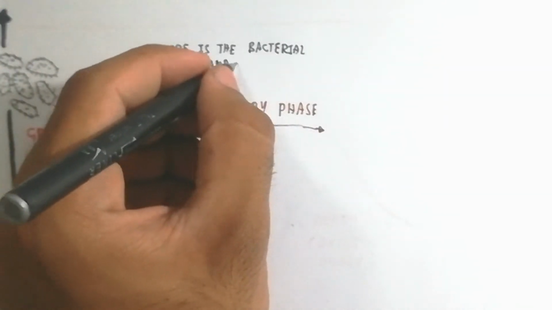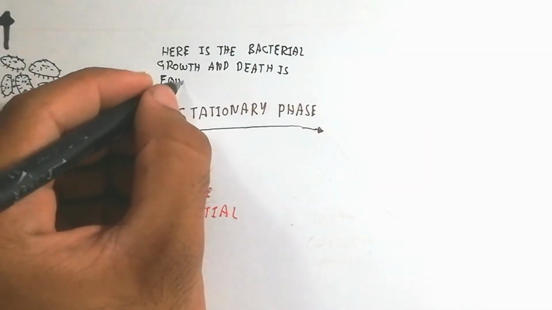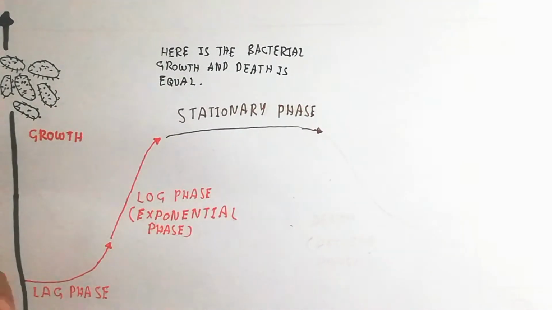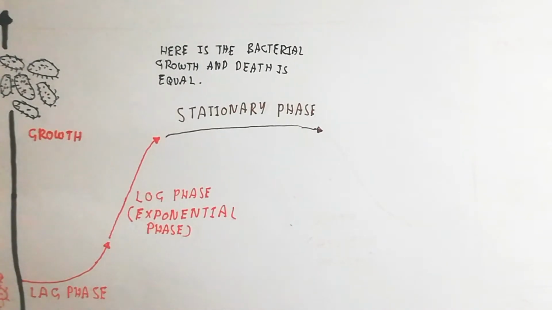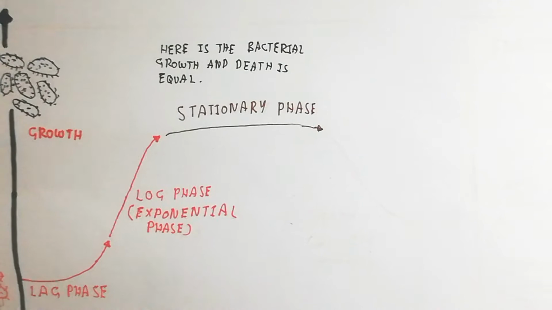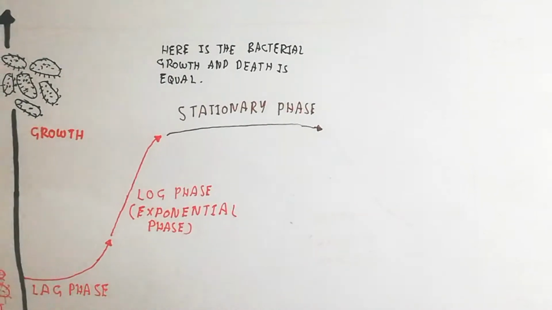The stationary phase is a composition of microbes. There are too many microbes. The log phase contains less death as compared to the division of cells, and the stationary phase has a death rate equal to the reproduction rate. So that is easy to understand.